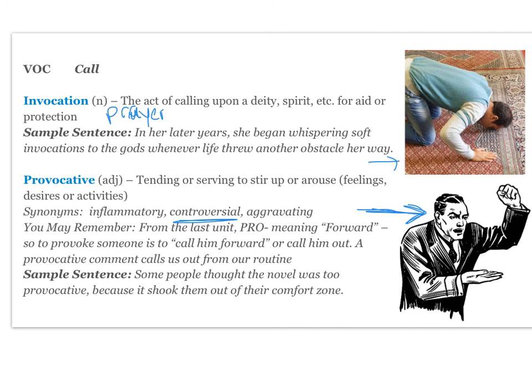You may remember from the last unit, pro meaning forward. So to provoke someone is to call him forward or call him out. A provocative comment calls us out from our routine. Your sample sentence says, some people thought the novel was too provocative because it shook them out of their comfort zone. So they did not like the fact that the novel had been controversial or brought up particular feelings. That is it for Unit 4.